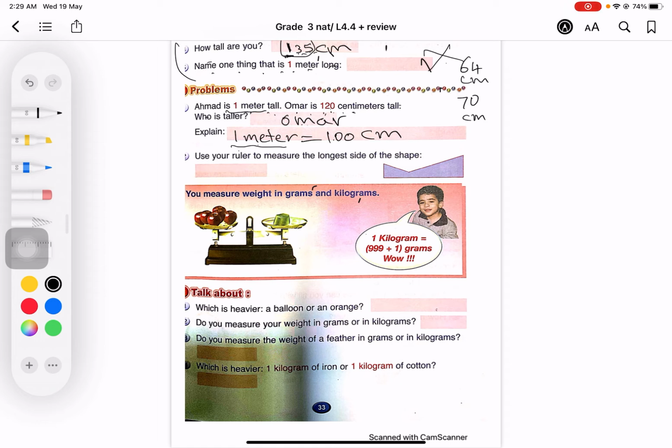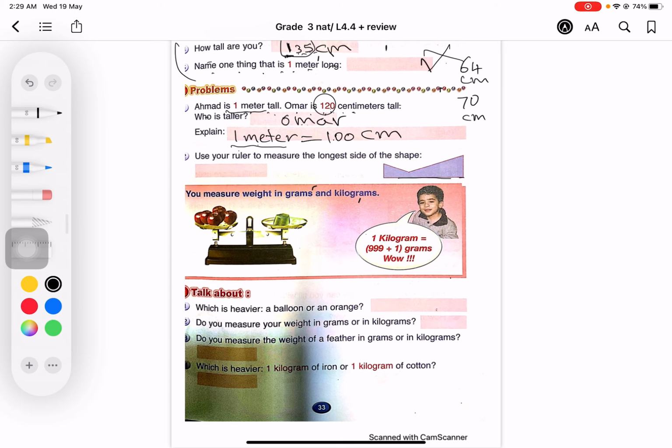1 meter, it means 1 meter, write like that. 1 meter equals 100 centimeters. Okay? Ahmed is only 1 meter. I can write it in another way. It's 100 centimeters, but Umar is 120. So Ahmed is less than. So who is taller? Umar is taller because he is 120.